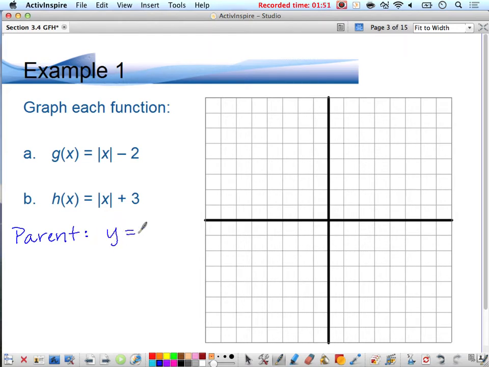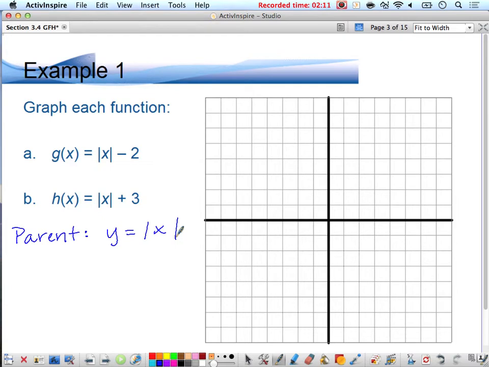Y equals the absolute value of x, yes. Y equals absolute value of x. That's the parent function. It's just plain old. It hasn't been shifted up or down. Nothing's been done to it. It doesn't have any coefficients. It's just the most basic absolute value equation there is. That's called the parent function.